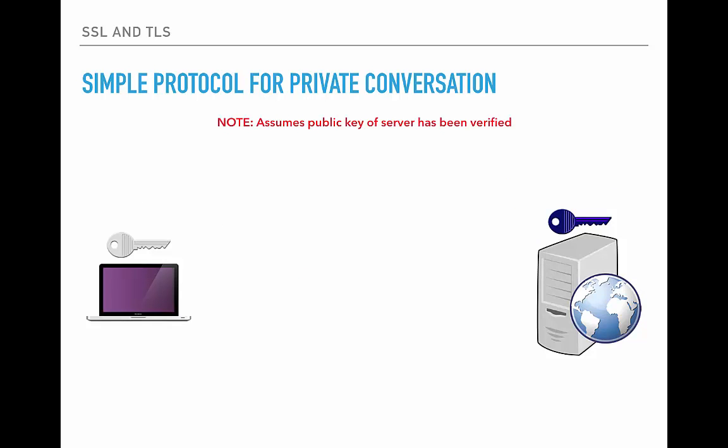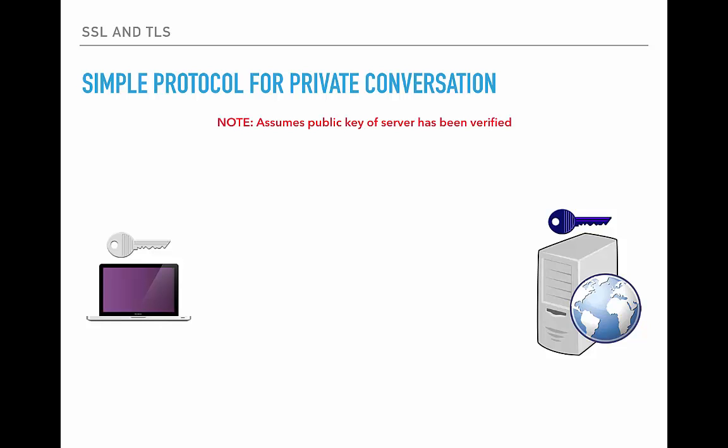Let's assume that a client has a public key of a web server. Since anyone on the internet can claim to be a particular web server and issue public keys, there needs to be some way to verify that a public key really is from the web server it says it is. We'll talk about how we do this in the next slide. But for now, let's assume that the public key has been verified.